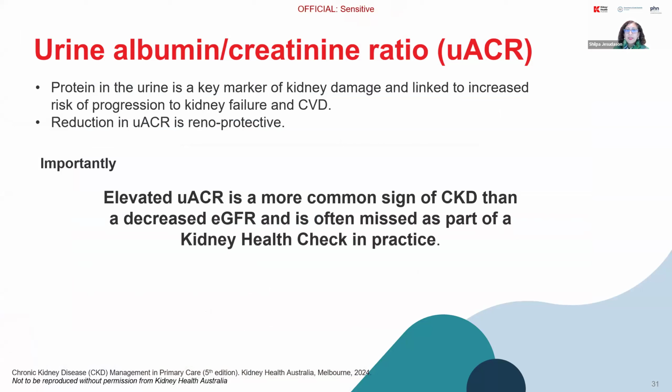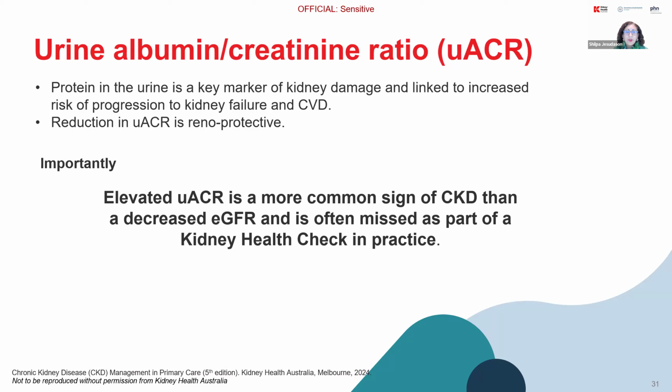Urine ACR is an important marker of kidney damage, and when the urine ACR is high, your cardiovascular risk and your kidney failure risk goes up. If you lower it through medications, you reduce the risk of kidney failure and cardiovascular disease. And it's actually a really, really important sign. It's often missed. We see so many people who get referred in have never had a urine ACR before.